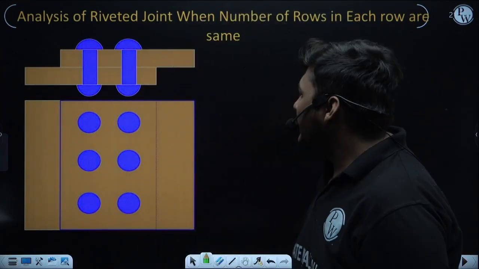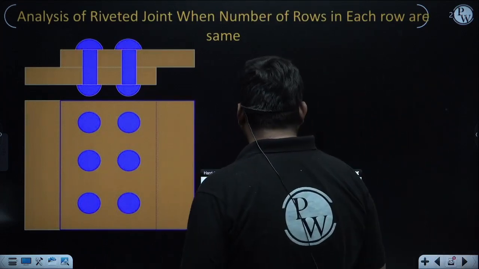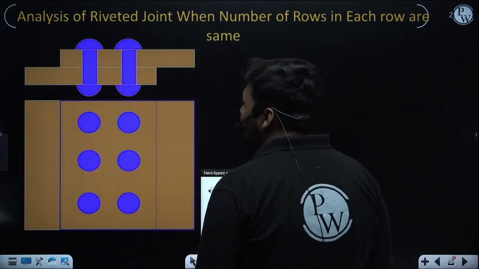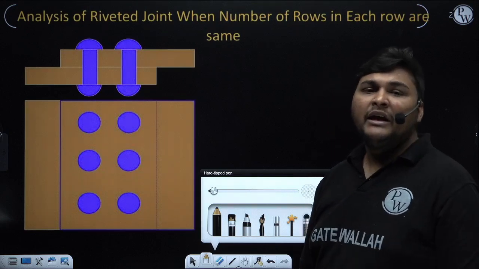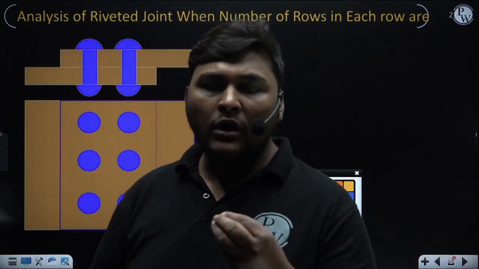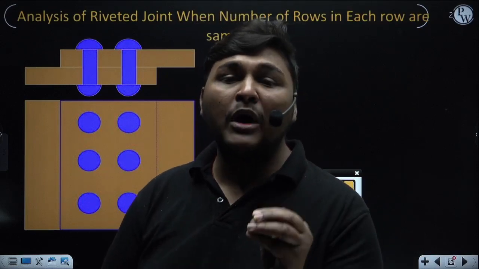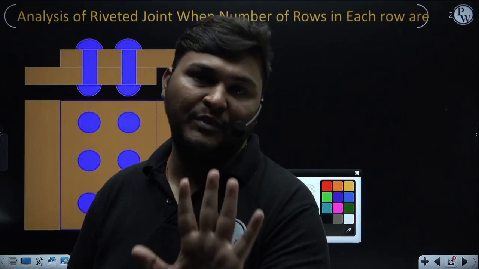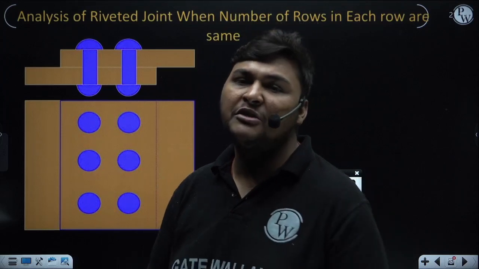Now suppose this is one riveted joint, it is a lap riveted joint, but whatever concept I will be explaining is valid for lap riveted joint and butt riveted joint also. Only what you have to ensure is that number of rivets in each row should be same.